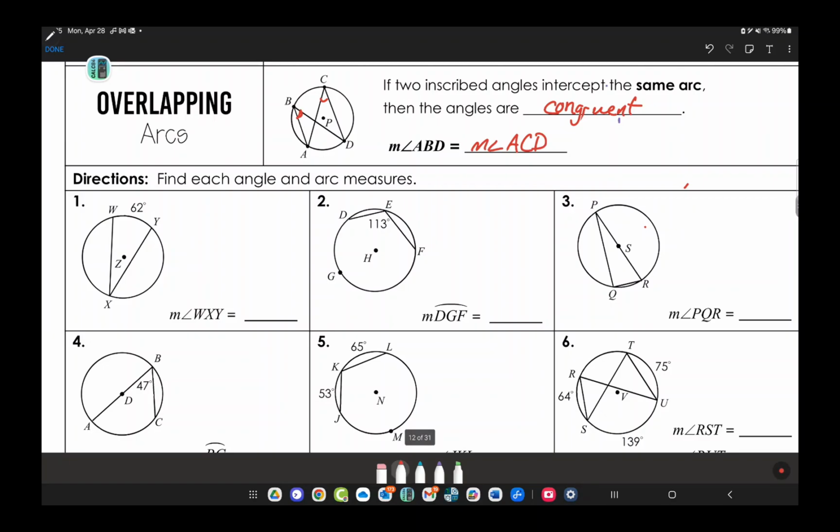All right. So we're going to go through this pretty quick because it's pretty simple stuff. Since we have an arc that is 62 degrees, the inscribed angle is half of that, 31 degrees. If the inscribed angle is 113, double that to get the measure of the arc. This angle is 90 degrees. It's inscribing a semicircle.